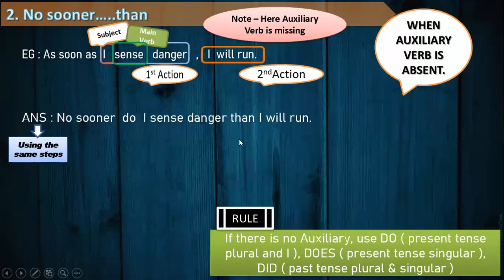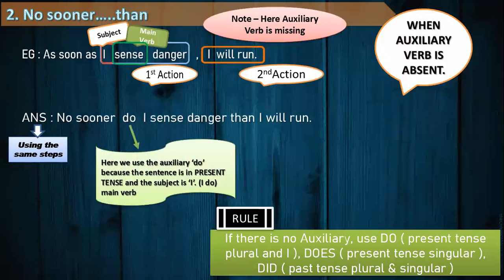That is, no sooner do I sense danger than I will run. So once again, the golden rule comes in the picture, isn't it? No sooner से start करो, subject auxiliary swap करो, comma की जगह पे than लिखो, बाकी सब same रखो. Isn't it easy?